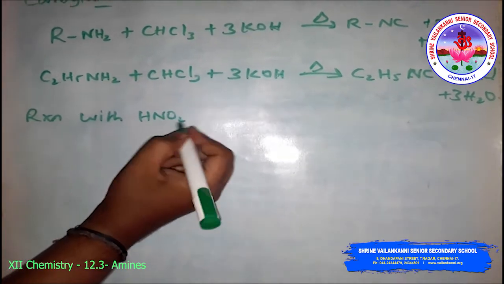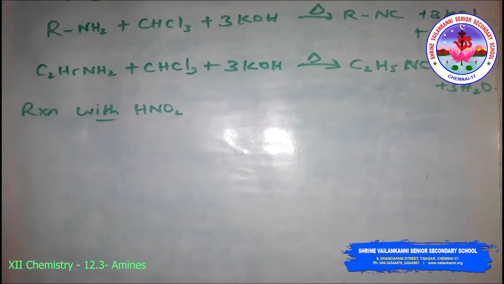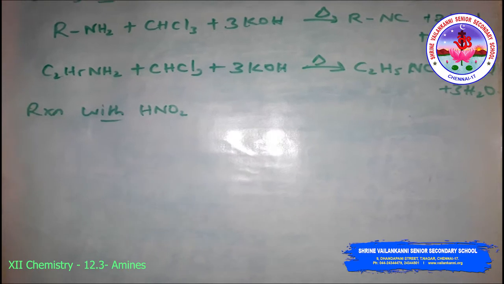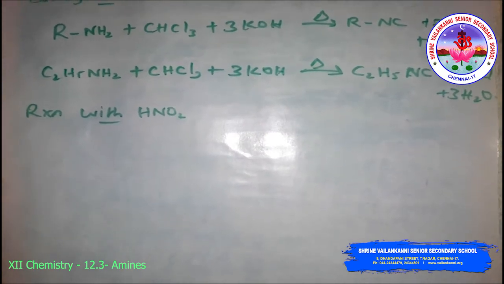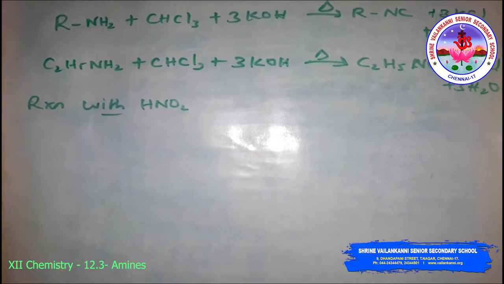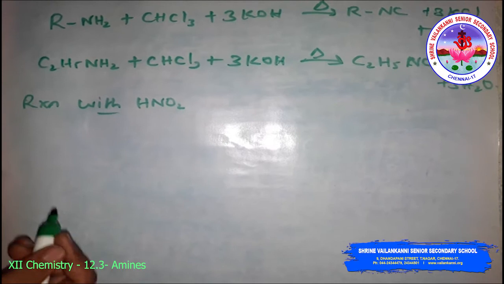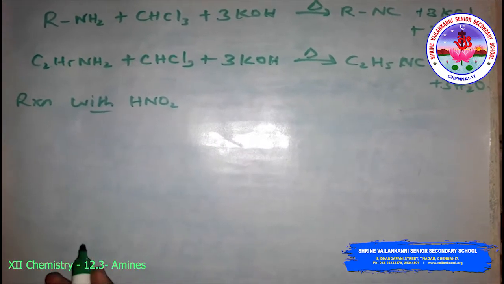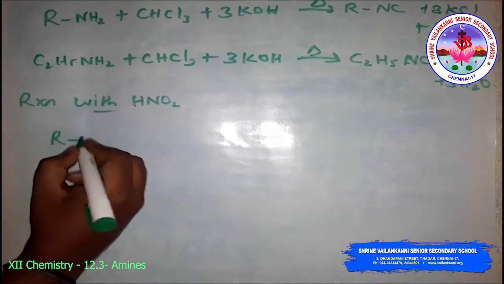Nitrous acid, HNO2. The class of the primary aliphatic amines usually reacts with nitrous acid to form aliphatic diazonium salt, which, being unstable, liberates nitrogen gas quantitatively and alcohol. The quantitative evaluation of nitrogen is used as the estimation of amino acids and protein. Look at the reaction here.